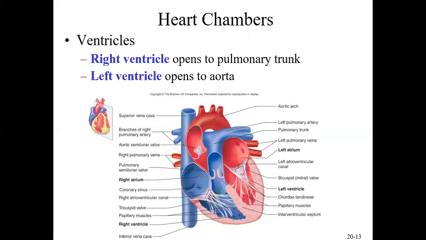And so we mentioned this already, but here you see the right ventricle on the right side of the heart. It's pumping blood up to the pulmonary trunk. The left ventricle, when it contracts, is pumping blood up to the aorta.